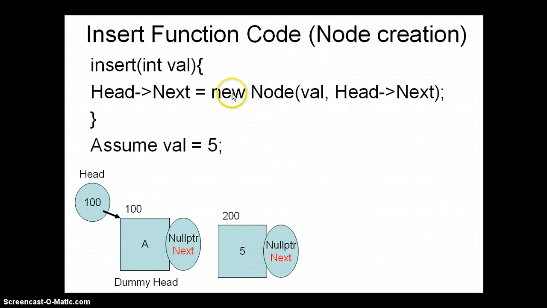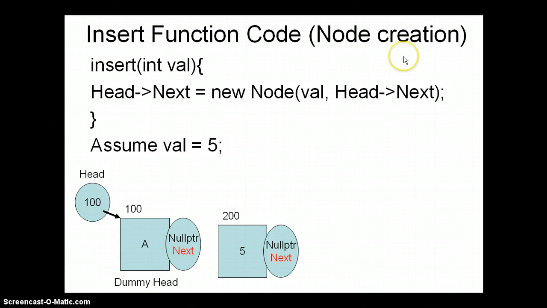So first is that right side of this expression has to be done, which means new node has to be created. And this new node creation has two parts. The val, which is 5. So in the data field we'll put 5. New will return a memory address. Let's say memory address is 200. And then the next field will have head arrow next. Well, right now next field of wherever head pointer is pointing to is nullptr, so we're going to store that here, and that's how the right side of the expression creates this node.